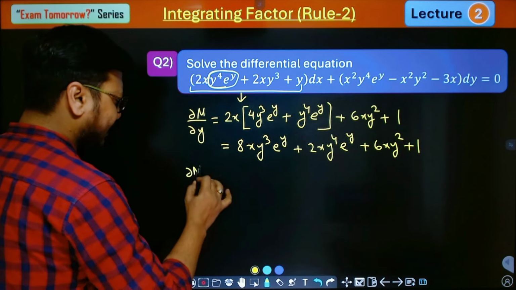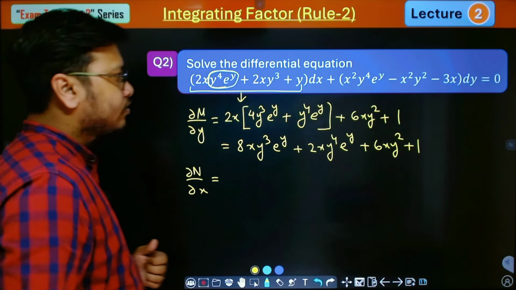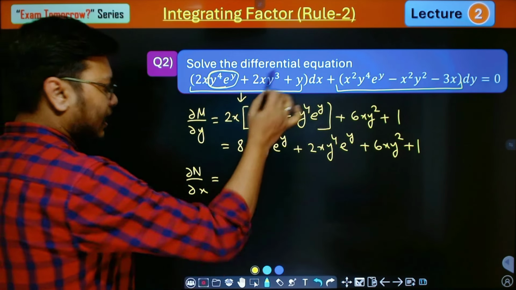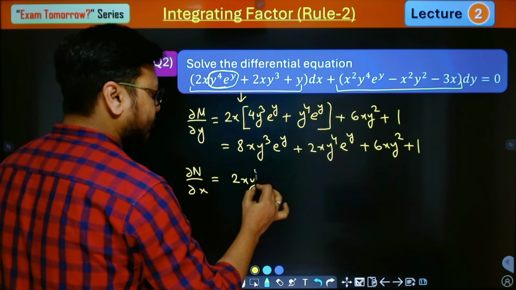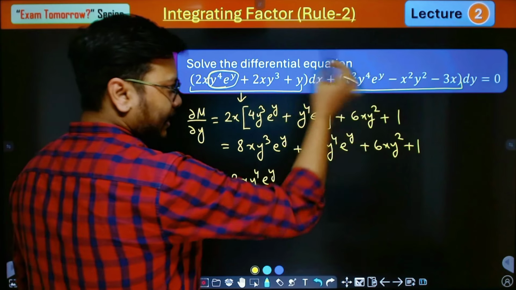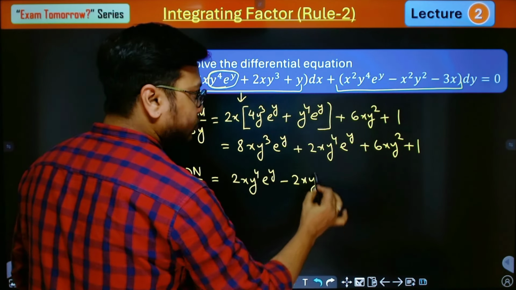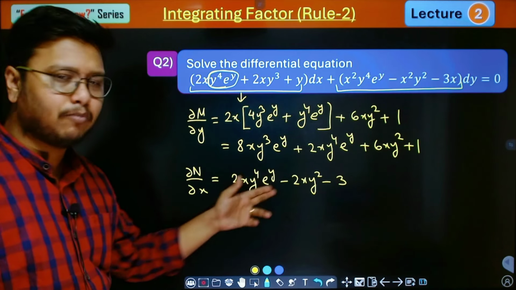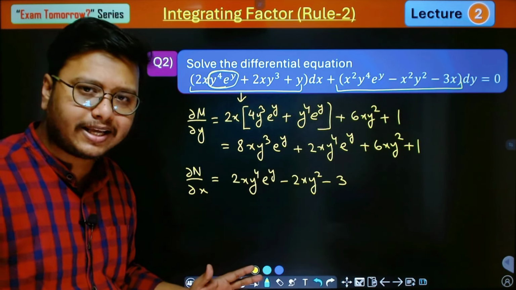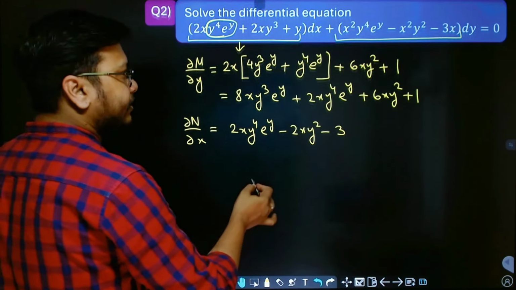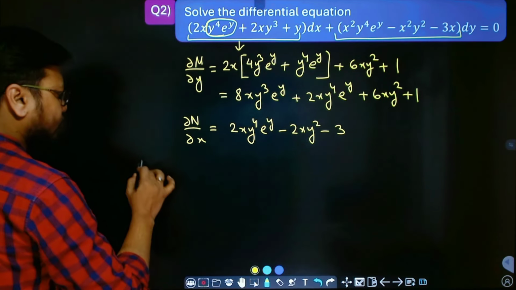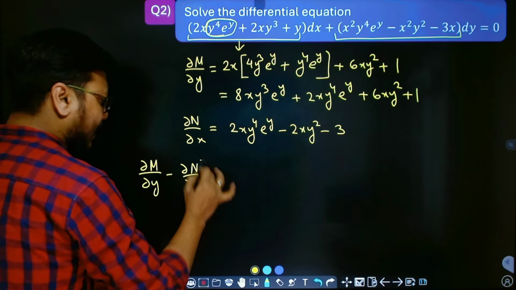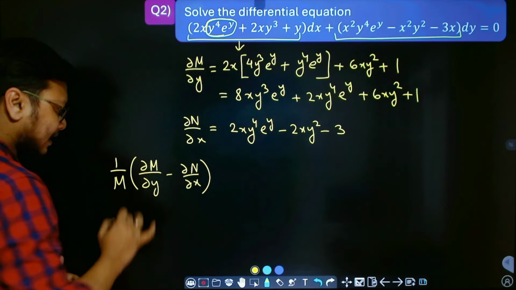Now coming to del n del x. So if I partially differentiate this with respect to x, I'll be getting 2xy to the power 4 e to the power y, then x square would be minus 2xy square, minus 3x would become minus 3. So obviously both are not same, that means it's not exact. So let's find the difference of the two. So del m del y minus del n del x, and I'm going to divide that with an m.